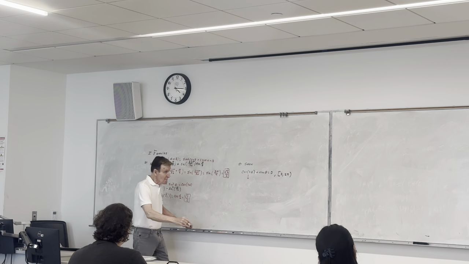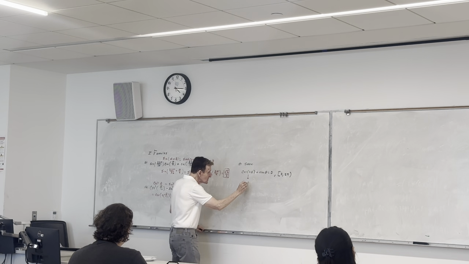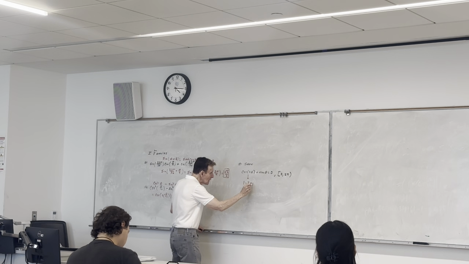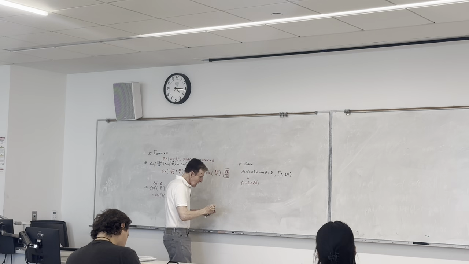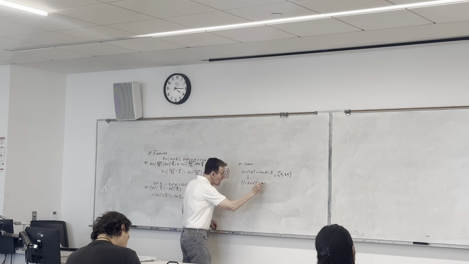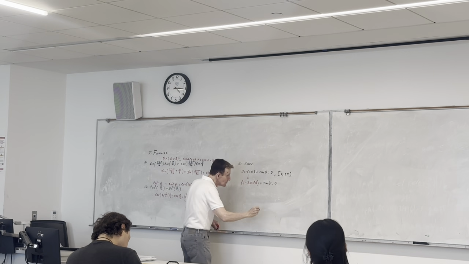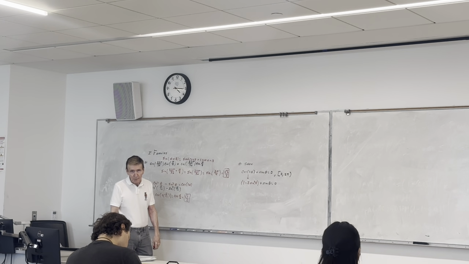1 minus 2 sine squared theta. And of course, still got plus sine theta. Got to do the formulas. It's equal to 0. Now, everything's in terms of sine.